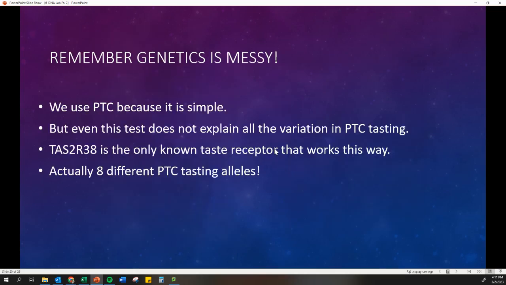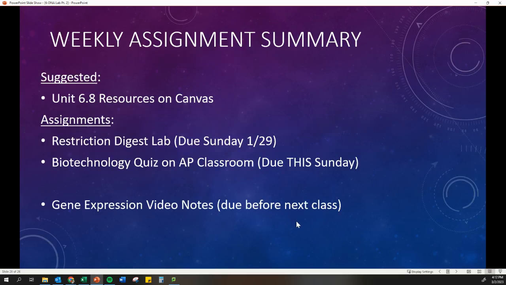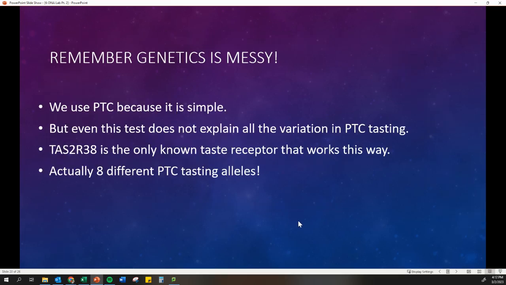We're using PTC in this example because it's simple. We actually only have one gene that we're looking at, but there are actually more genes affecting this particular trait. So it's a little bit of a messy experiment, but it's easier than some other genetic things we could be looking at. Okay, so that is my summary of what we did in our DNA lab.